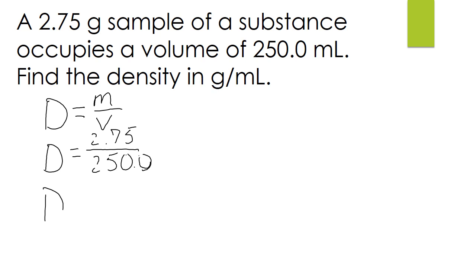When I plug that into my calculator, I'm going to get that the density is 0.011. Not quite finished. You have to include the units. This was grams. This is milliliters. My unit has to be grams per milliliter. Cool? Sorry about the writing. Let's try that. All right. Next.